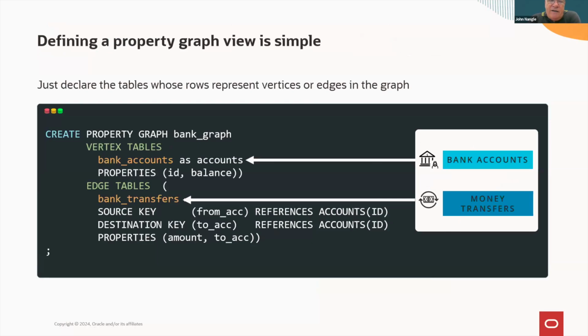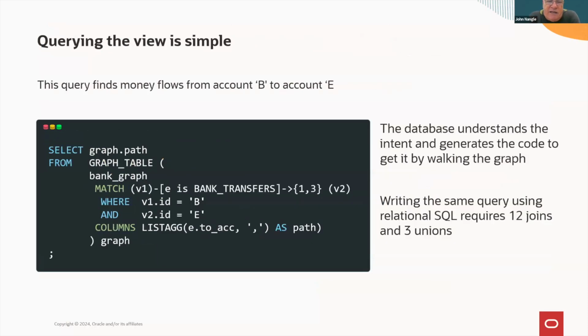So we specify which tables relate to the vertices, those round circles on the previous page, and which relate to the edges, the lines joining the circles. And so we can create a property graph easily, and then we can write queries using property graph query language to traverse that graph much more simply than if you had to do it relationally. So in this particular example, we're looking for transfers from bank account B to bank account E, and we're looking for 3 hops between the two accounts.